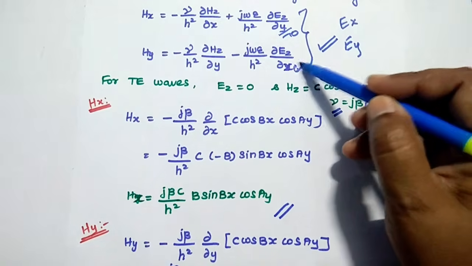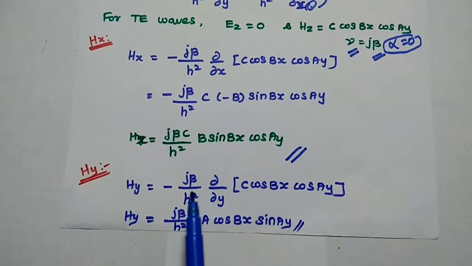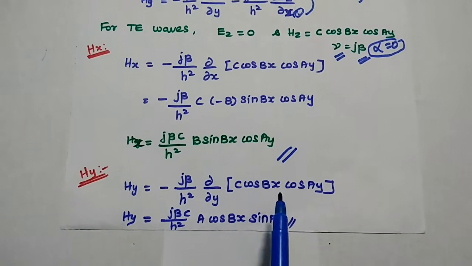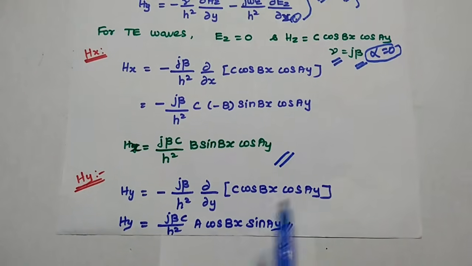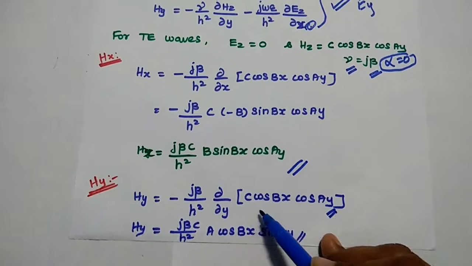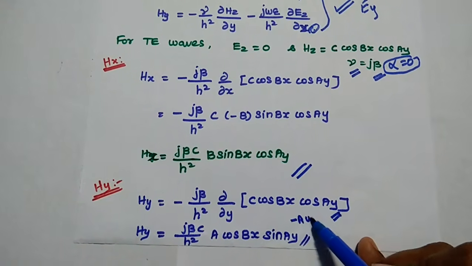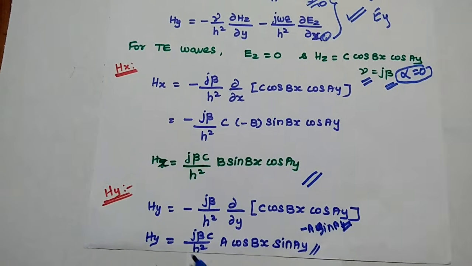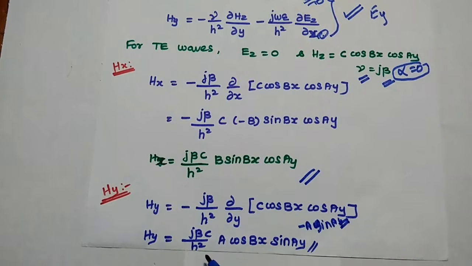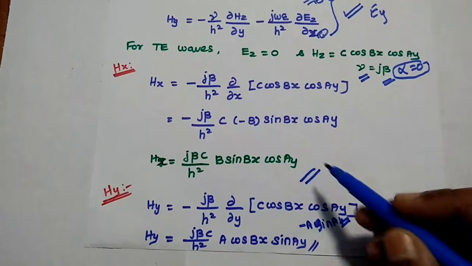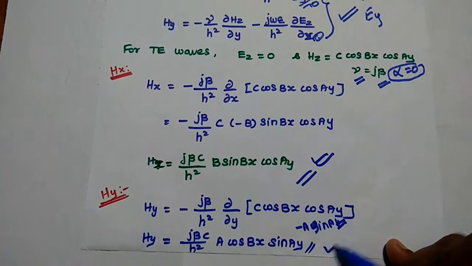The same way we can find out this Hy value for TE waves. Here this Ez becomes 0. Hy is equal to minus j beta by h square dou by dou y into the Hz value C cos Bx cos Ay. Okay, so here we can differentiate with respect to y. Okay, so here we can get minus A into sin Ay. So minus into minus, plus j beta C by h squared A cos Bx sin Ay. So these are the field components of TE waves.